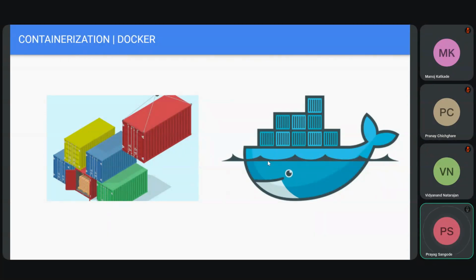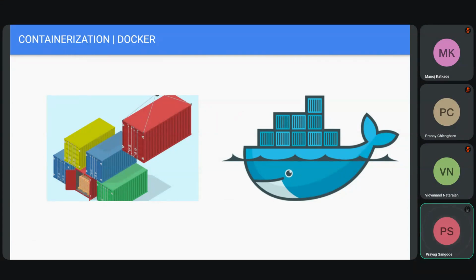If you see the dolphin-like ship, it is carrying some containers. These are the containers shown on the left-hand side. The same thing resembles Docker. So what do these containers contain? They contain wooden blocks. If we move these blocks via ship from one place to another, the contents in the containers, that is the wooden blocks, will remain intact. They won't mix up.